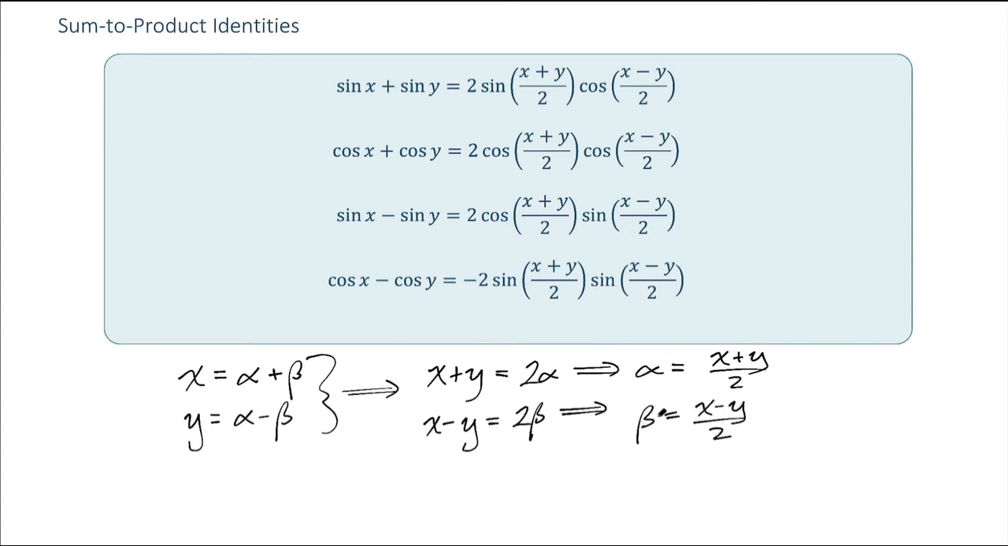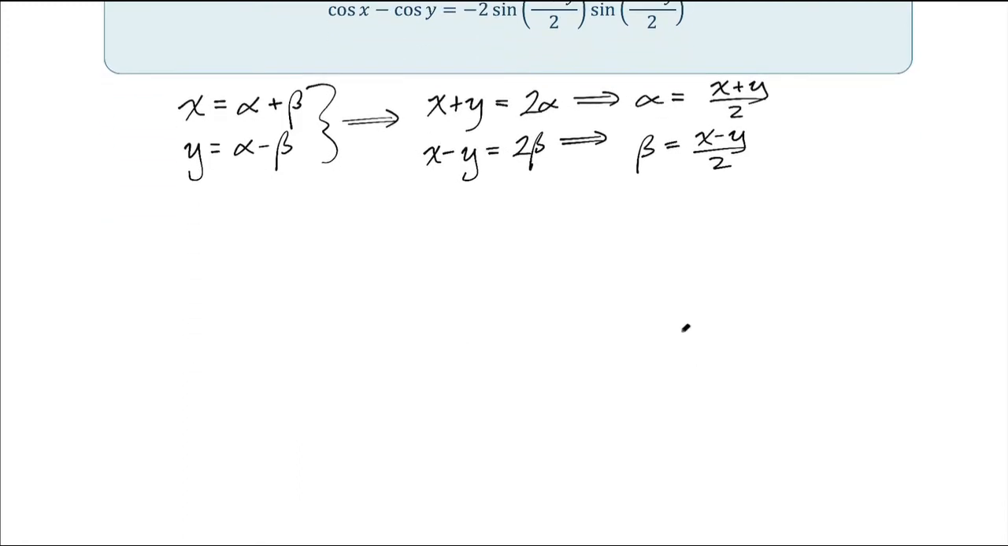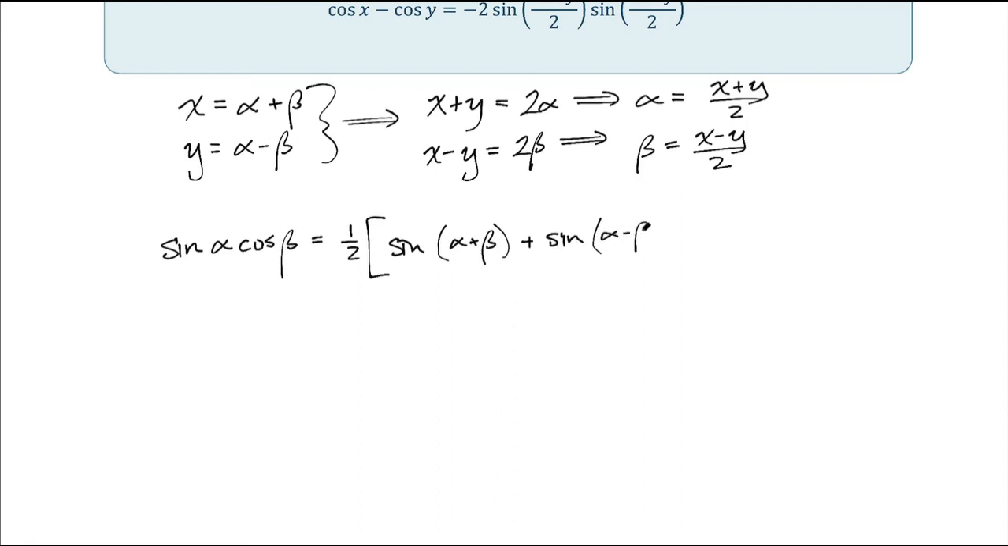All right, so now what we can do is we can use the product to sum identity. Let's go ahead and look at that. The product to sum identity for sine times cosine. Sine of alpha times cosine of beta. The identity is that this is 1/2 times sine of alpha plus beta plus sine of alpha minus beta.